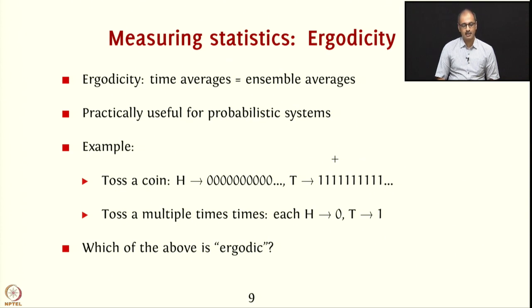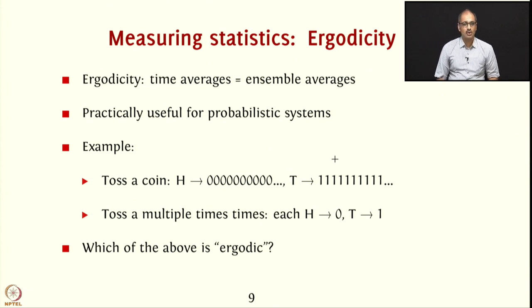Let us take an example of two scenarios. In scenario 1, we toss a coin and output a string of zeros if we get heads and a string of ones if we get tails. Let us define this to be our random process. In this case, you are only going to have two realizations. The first realization looks like 0, 0, 0, 0, 0, 0, and so on. The alternate realization looks like 1, 1, 1, 1, 1, 1, and so on.